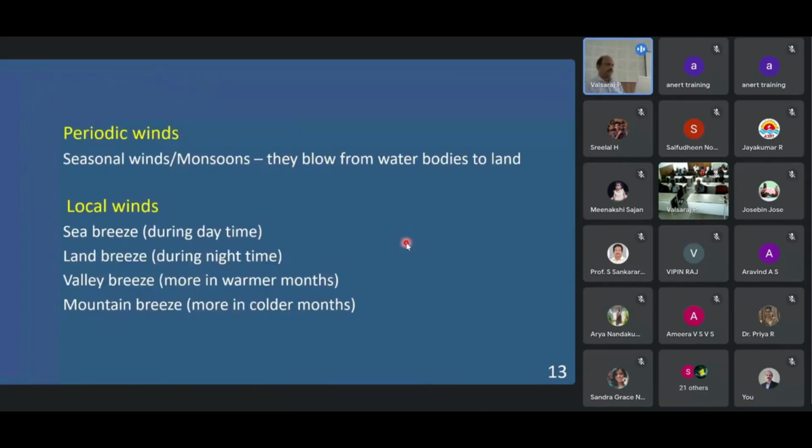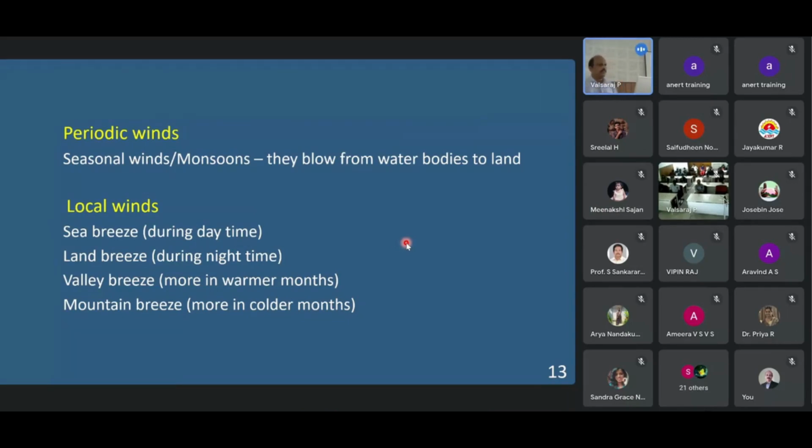Now, periodic winds are normally the monsoon winds. This happens because the land gets heated up quickly and also cools quickly compared to the sea surface. Because of that, the air mass on a seasonal basis moves from sea to the land. That's a monsoon. That's called periodic winds.